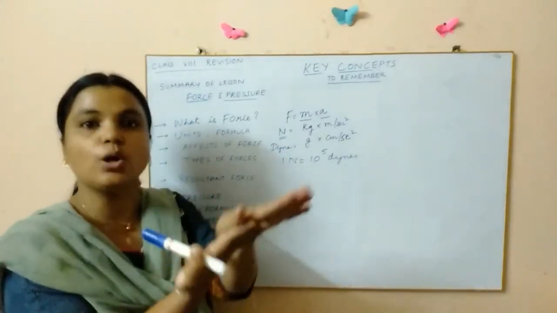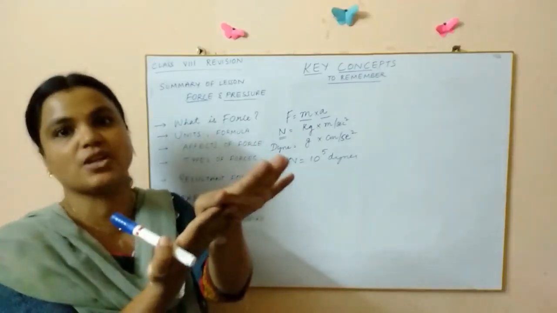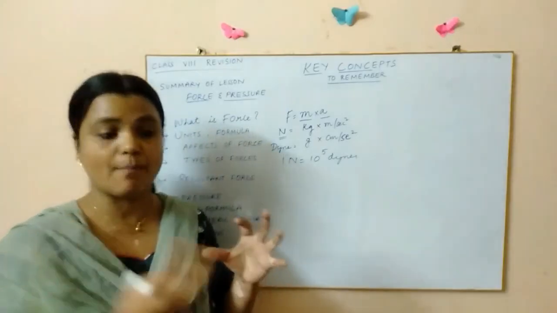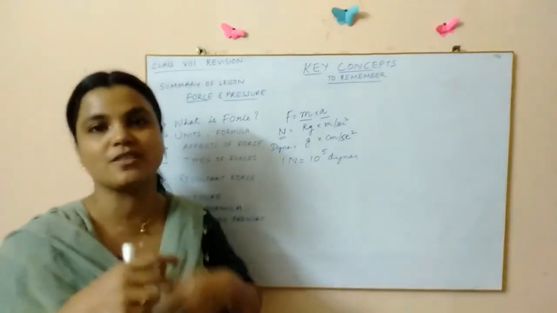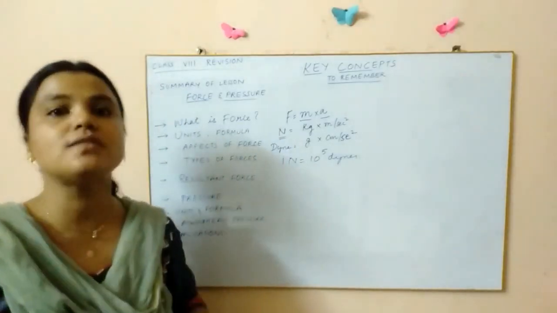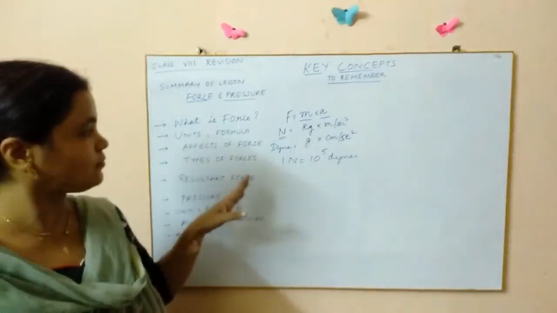When they glide over each other, when they go past each other, then what happens? There will be some opposing force which both the objects will be experiencing. That is called frictional force. So it is also a contact force, right?